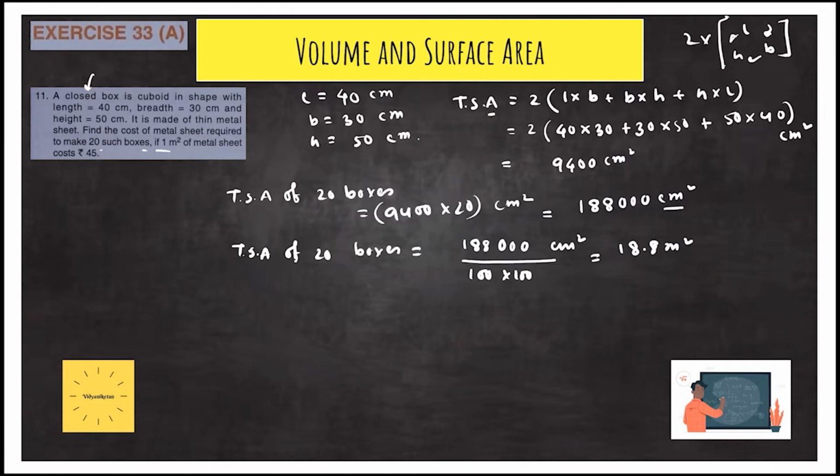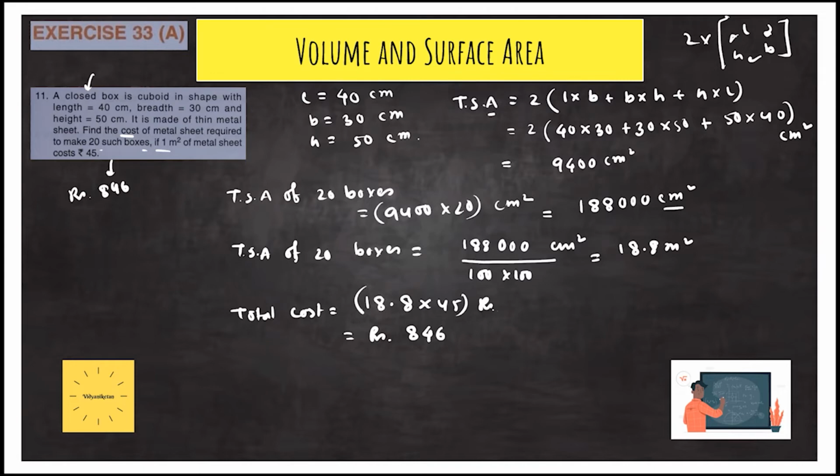Now we will find out the total cost. So the total cost is equals to 18.8 into 45, because for 1 meter square the cost is 45. So 18.8 into 45, it will be in rupees. So ultimately rupees 846. So if 1 meter square of metal sheet costs rupees 45, then the cost will be rupees 846.